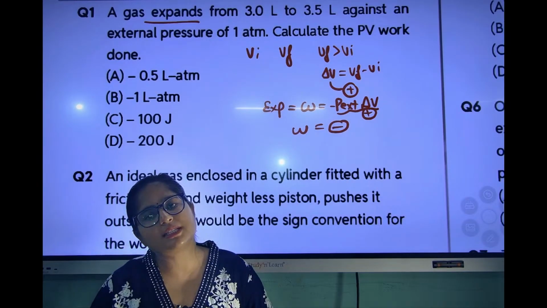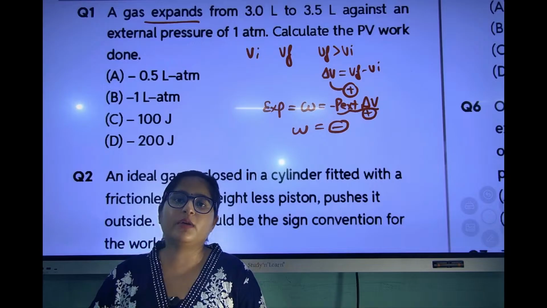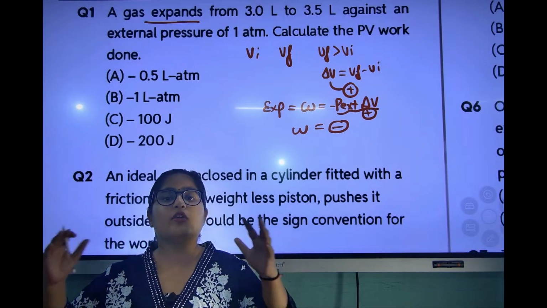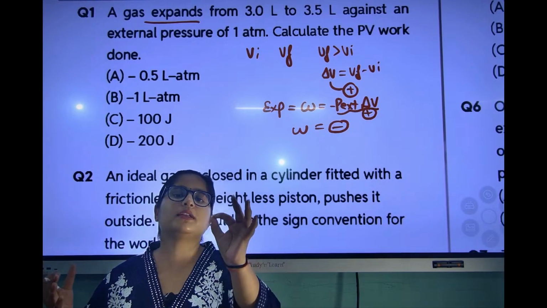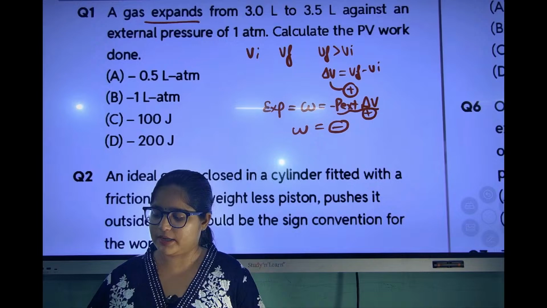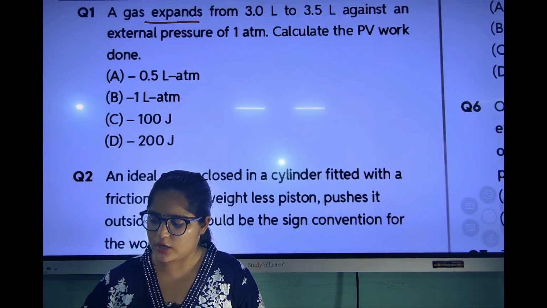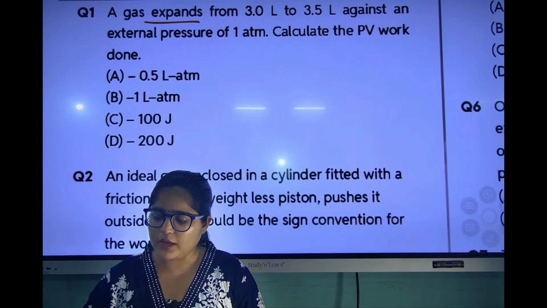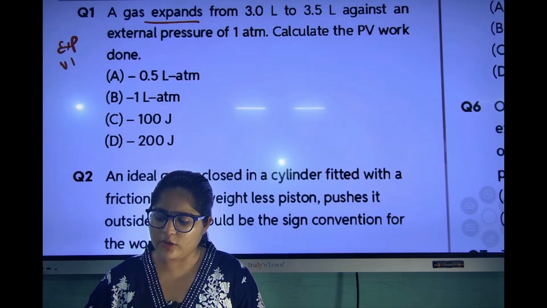So what is the star point you have to write down in your notes? Whenever I am saying expansion, volume increase, work done will become negative. Please note down as it is in your notebook, short notes. What is the star point? If expansion, volume increase, work done will be negative. If compression, volume decrease, work done will be positive.